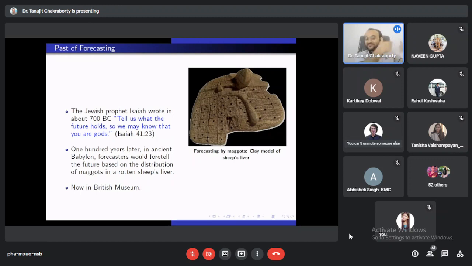Whatever we call astrology or something like that in earlier times, maybe. Those predictions they used to make, they used to tell, okay, tomorrow this is going to happen, based on looking at this particular clay model of a sheep's liver. That was back in 700 BC and 800 BC.